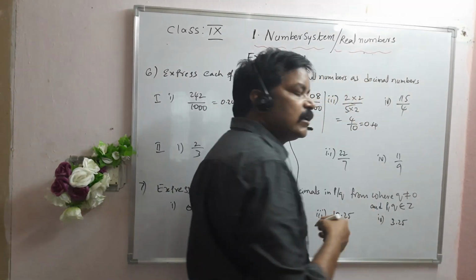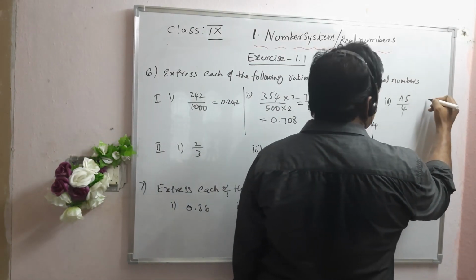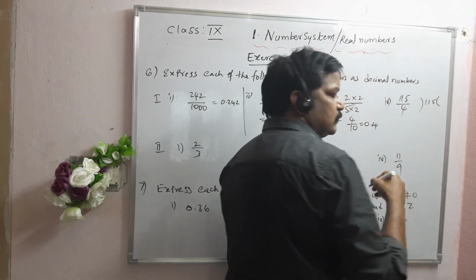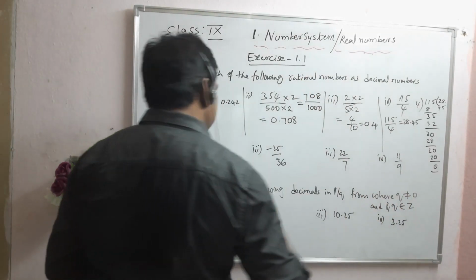Here 115 by 4. See, here we just have to divide only. There is no alternative. 0.45. Similarly, you can do all these sums.